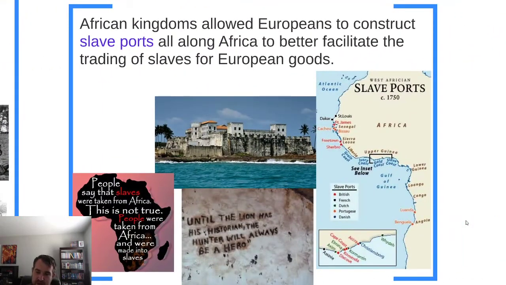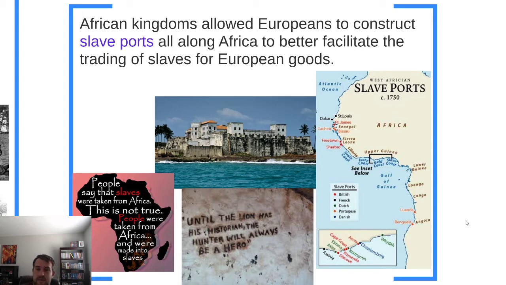And to sort of better facilitate the transfer of slaves from Africa to the New World, a lot of these African kingdoms allowed Europeans to build slave ports along the coast. And a lot of these ports are actually still there today. These were built 500 years ago, and all I'm saying is I think these are kind of a symbol of a pretty terrible event that occurred in the past. I think these should get torn down.